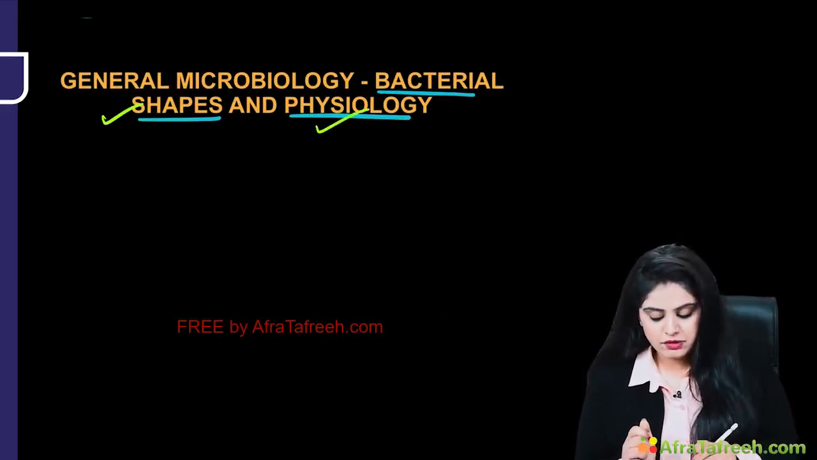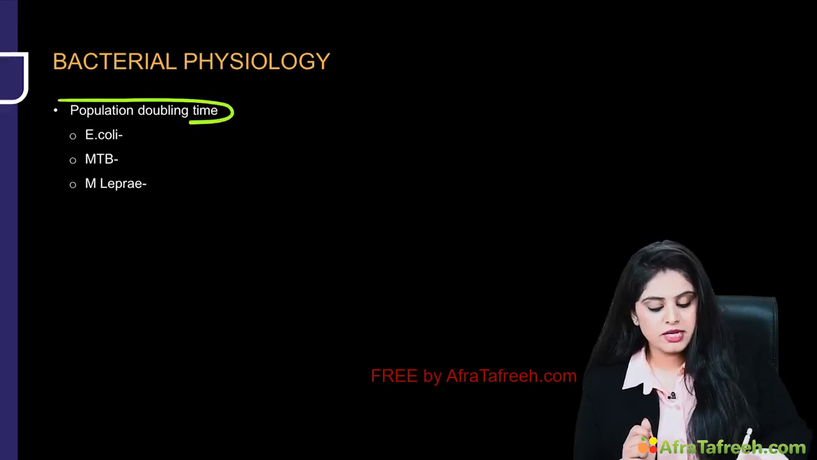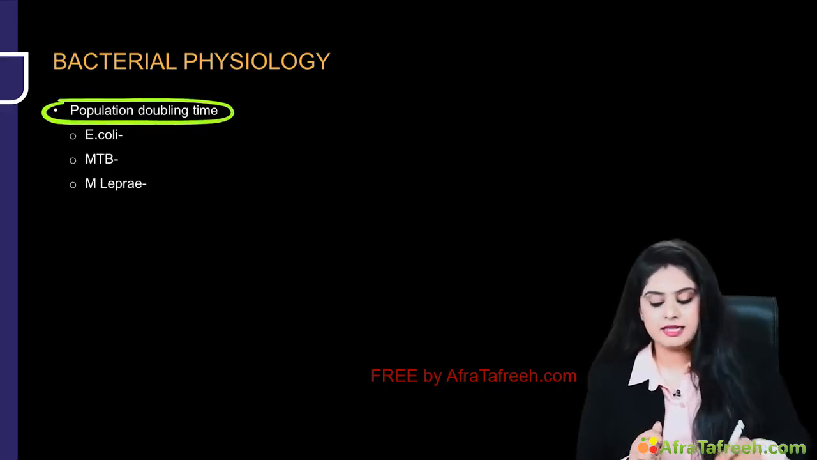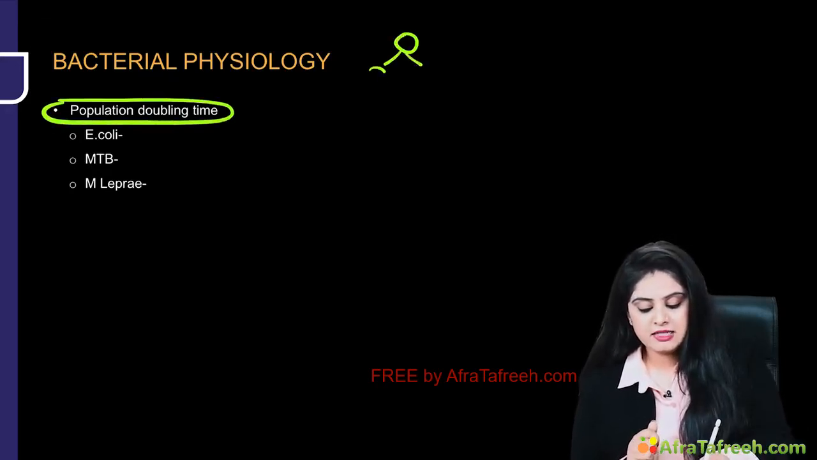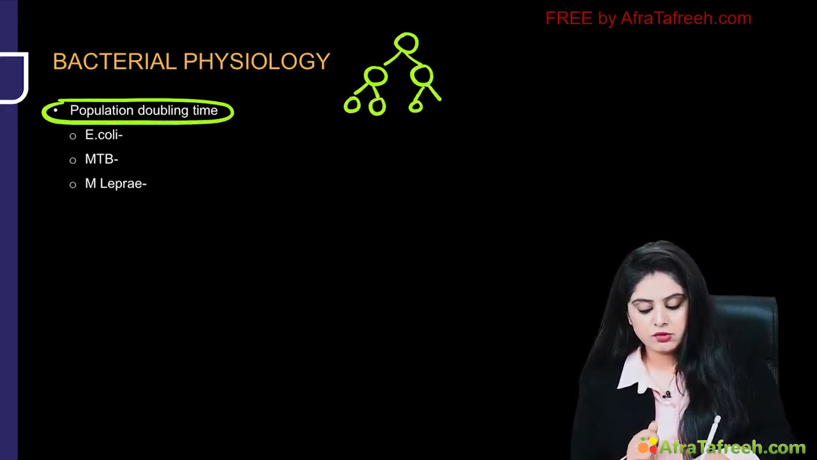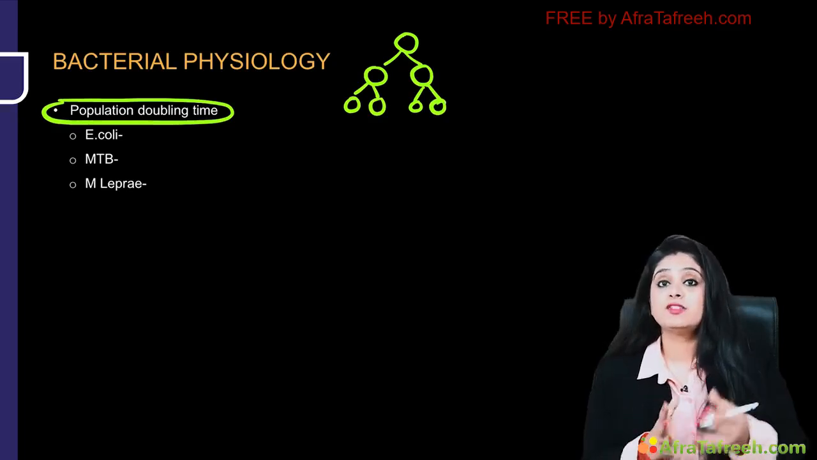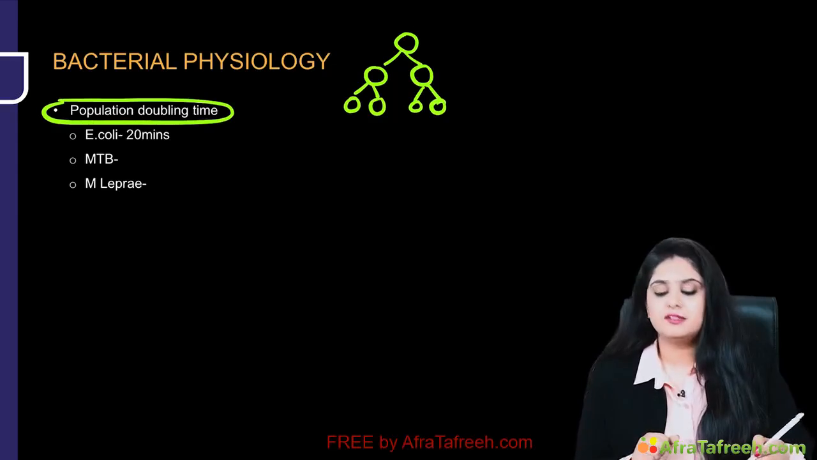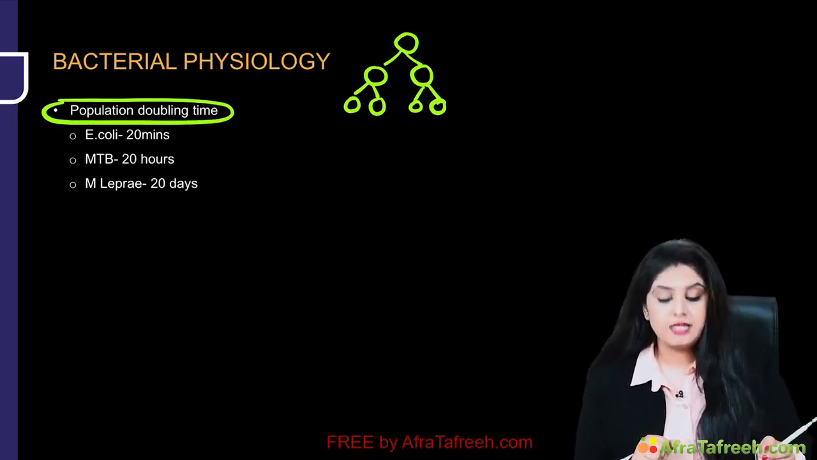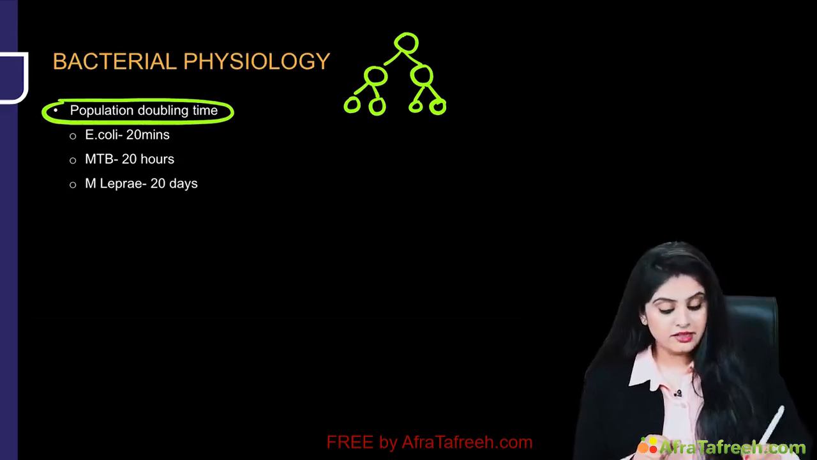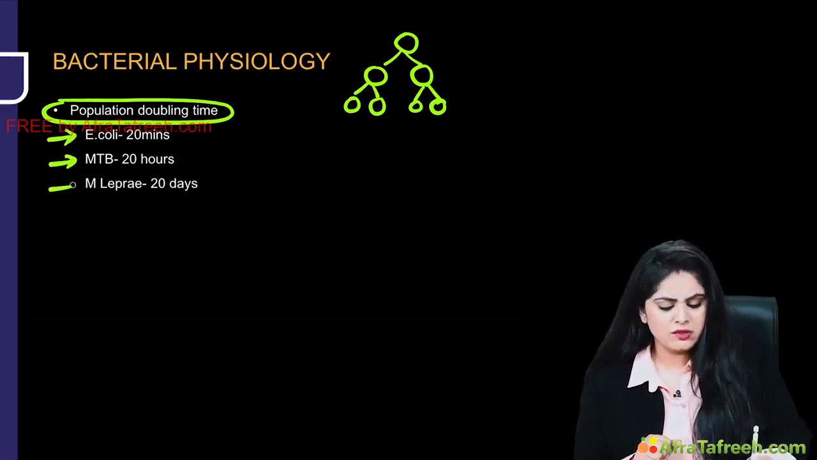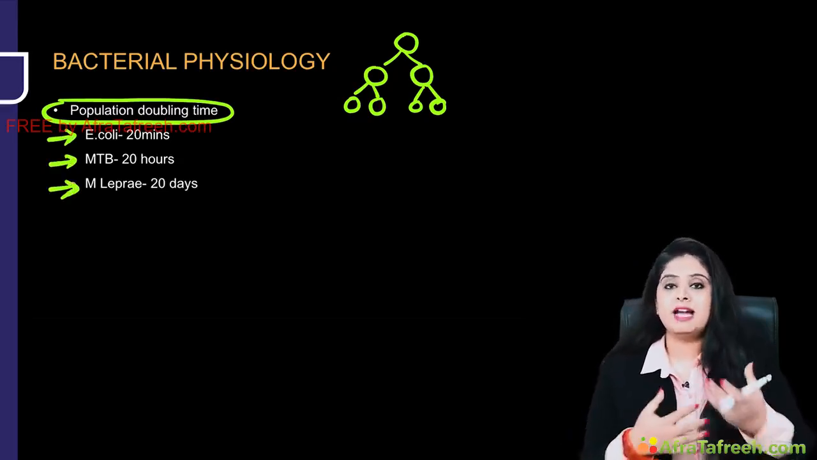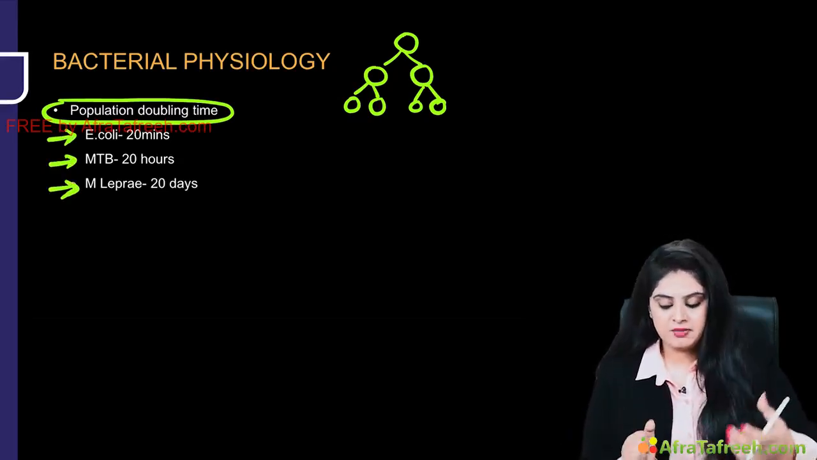Now I'm going to start off with the physiology, and the first thing that I want to tell you is what is a population doubling time. It means from 1 the bacteria becomes 2. If there are 2, how much time will it take to become 4? That is going to vary. For example, for E. coli that hardly takes 20 minutes. But for TB, that takes 20 hours. And for lepra, it takes 20 days. You don't have to learn this; actually, no one's going to ask you. I'm just telling you that every bacteria has a different time for doubling up.